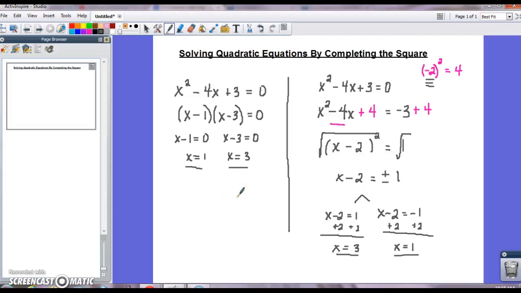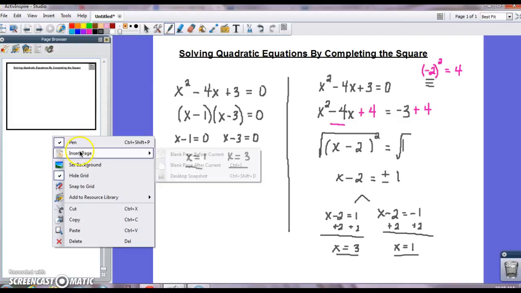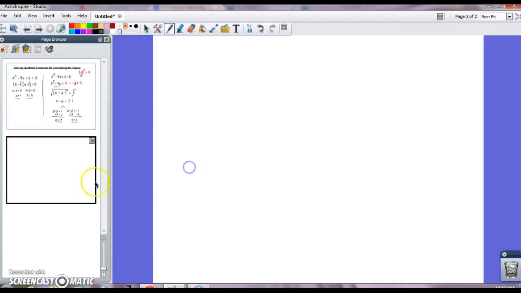So it works whether, if you can factor it, you can factor it. If you're not sure if you can factor it, you can always do completing the square to solve it. If you do it right, you'll always get the same answer. Now, sometimes we have problems that aren't necessarily factorable. So for example, let's say we have x squared minus 3x minus 5 is equal to 0.